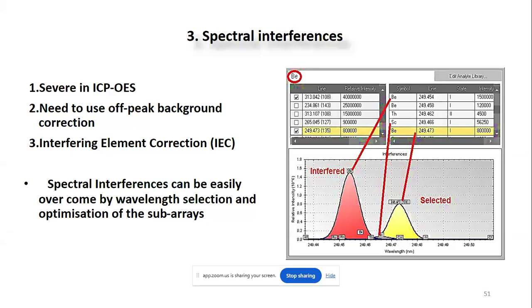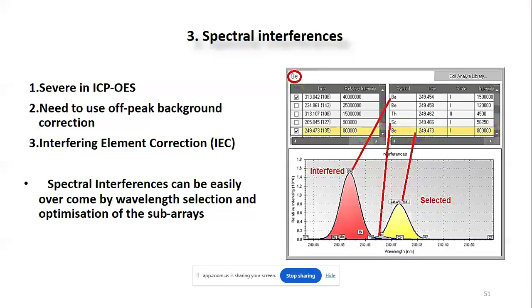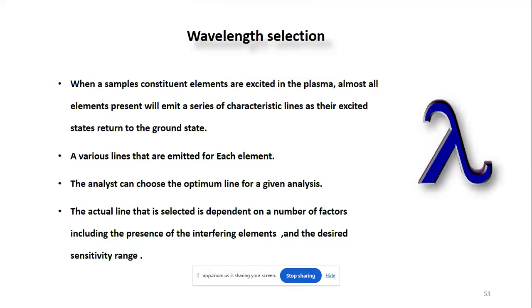So barium gets interference from thorium, because thorium also has emission spectra at the same wavelength, so a kind of interference comes in. So you need to select a different wavelength for the different metal. Spectral interferences are there because of the plasma, isobaric, and all these things, so these are very specific to the instrument operator. Wavelength selection is important, as I said, because of the interferences.